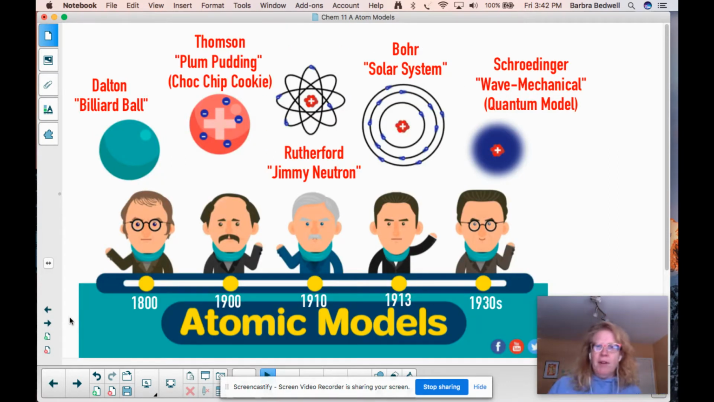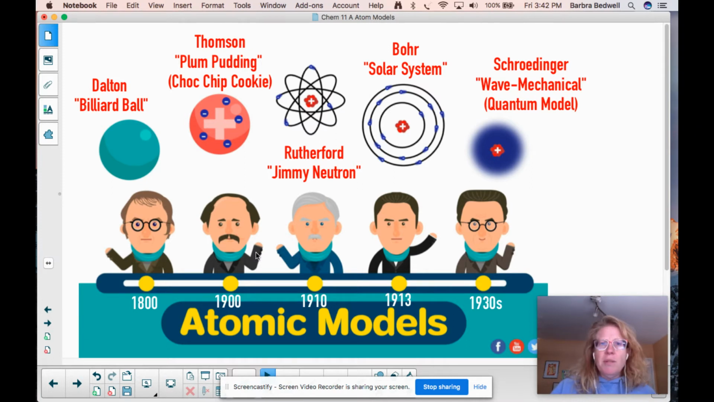So here's our group of dead white guys. Now, I'm never going to ask you who these dead white guys are, but what I do want you to understand is how our understanding of the model has built over the last 200 years or so, even a little bit before that. Starting with this guy on the left here, his name is Dalton.